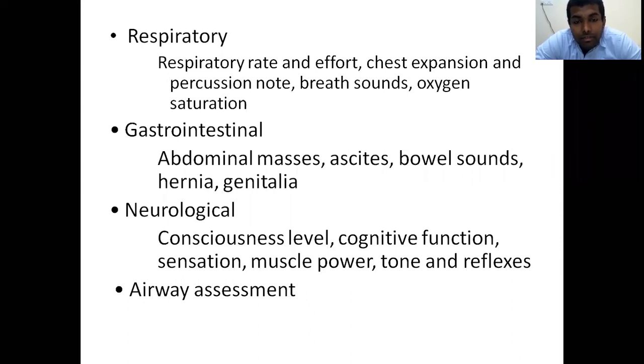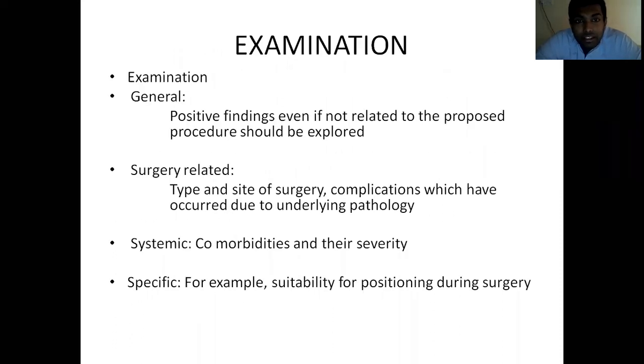In the GIT, we check for any abdominal masses, ascites, the bowel sounds, any hernias, and the genitalia should be completely examined. Neurological examination is done to check the conscious level of the patient, the cognitive function, the sensations, the muscle power, tone, and reflexes. And airway assessment needs to be done. Now, even though you might be taking the patient for a spinal surgery based on spinal anesthesia, airway assessment always needs to be done. How do you examine? We check for the positive findings, even if it is not related to the procedure being performed.